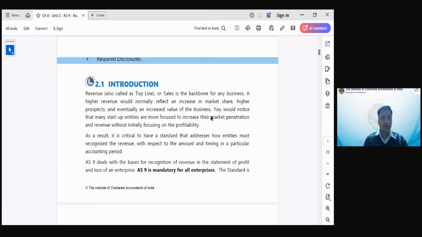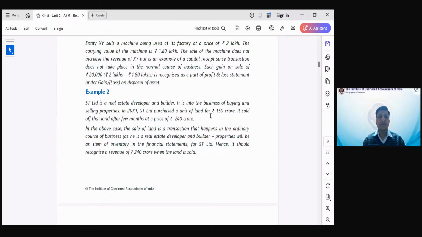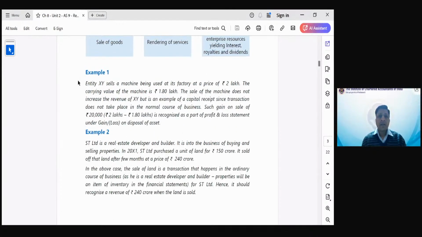All right, so we can look at some small examples now. Entity XY sells a machine being used at its factory at a price of rupees 2 lakhs. The carrying value of the machine is 1.8 lakhs. Sale of the machine does not increase the revenue of XY, but is an example of capital receipt since the transaction doesn't take place in the normal course of business.